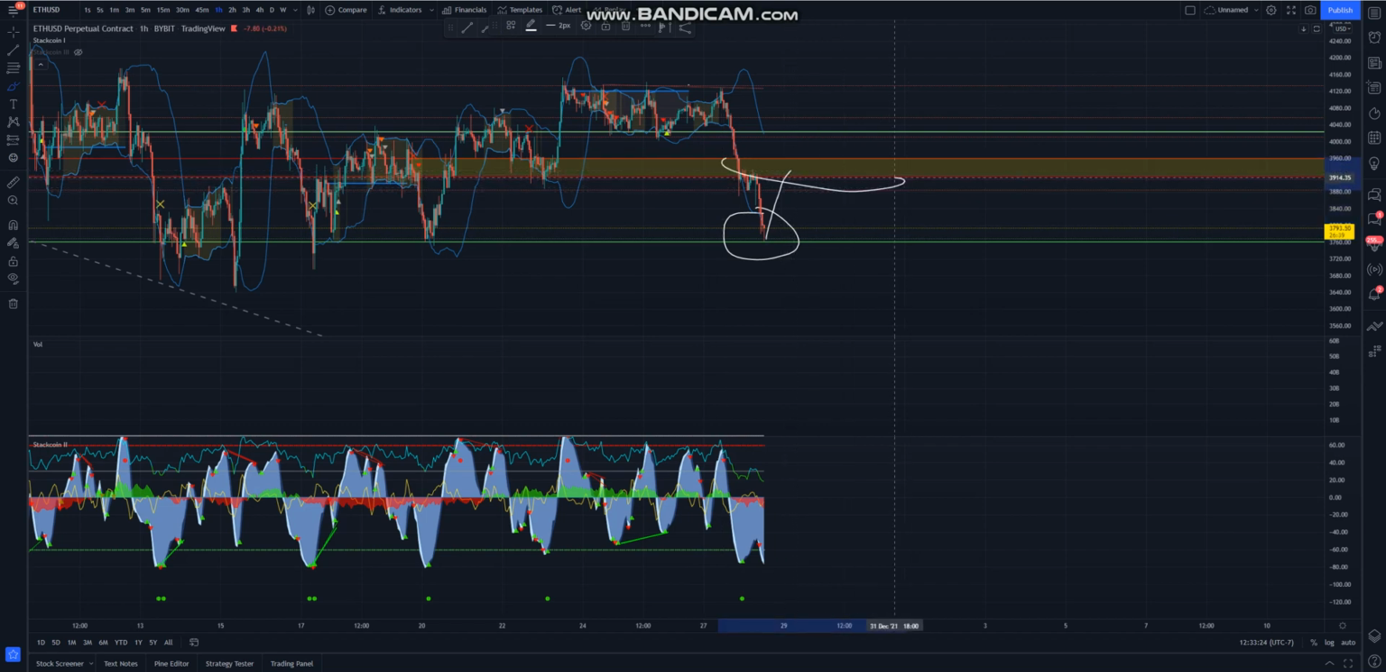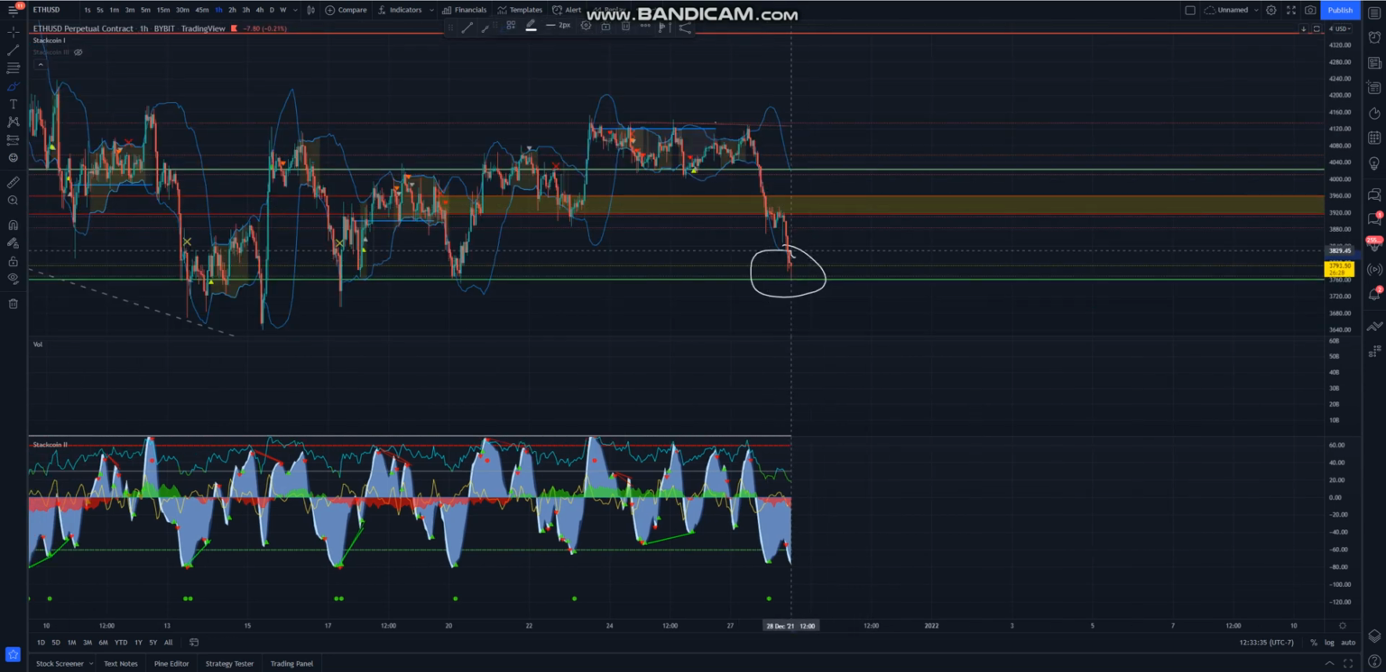There's a lot of resistance in the yellow box right here. That's a weekly sort of range resistance. It's huge. So I would imagine if it bounces back up, it'll probably go up to here, maybe wipe out all these liquidity up here, and then continue down. So that wouldn't surprise me if it does that.